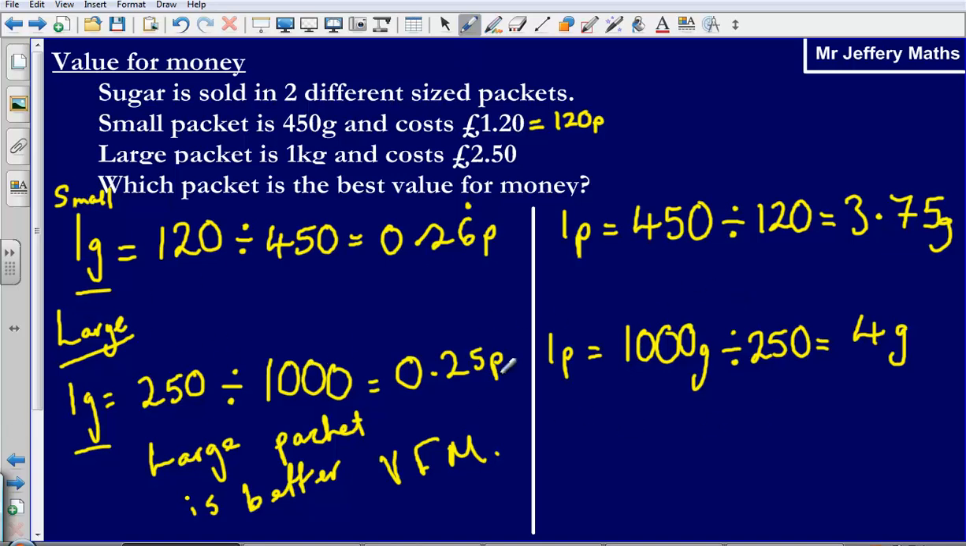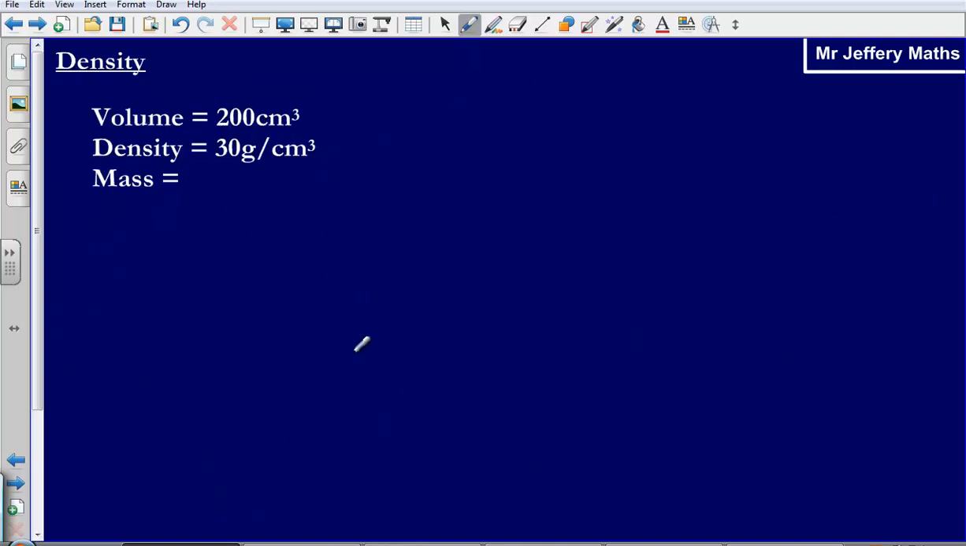Either of these methods are fine, as long as you make a comparison between the two packets using a comparative amount, i.e. working out what 1p is getting you in terms of sugar, or working out how much 1 gram of sugar is costing you. As long as you make a comparison between those two and then make a statement at the end, you'll get full marks. Okay, next topic, density.